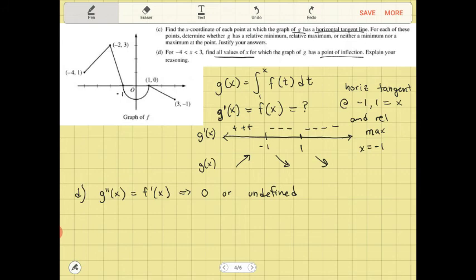So, to say here that g double prime is 0 or undefined, it means that the slope of the graph is 0 or undefined. So you have to make that link that the second derivative of the function you're analyzing is related to the first derivative of the graph that you're looking at. In other words, it's related to the slope of this graph.